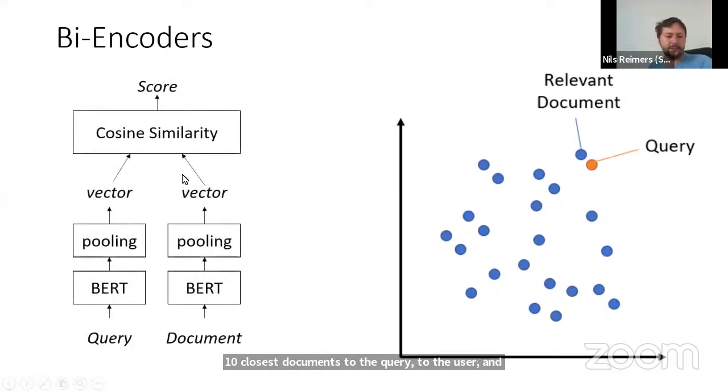In terms of architecture, you have the query and the document. Compared to a cross-encoder, you don't concatenate them, but you have them independently, separately. You pass them separately through your transformer network like BERT. You have some pooling operation, for example, a mean of all the output tokens from BERT to give you a fixed-size vector. And then you have some distance or similarity function like cosine similarity, which gives you the score between the query and the document.